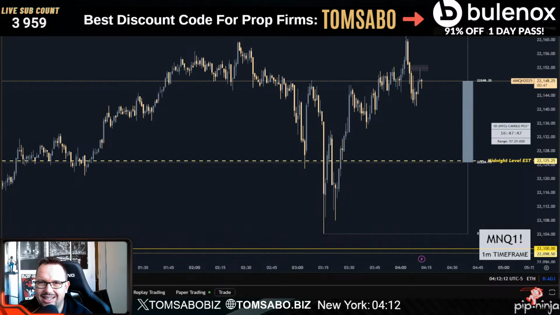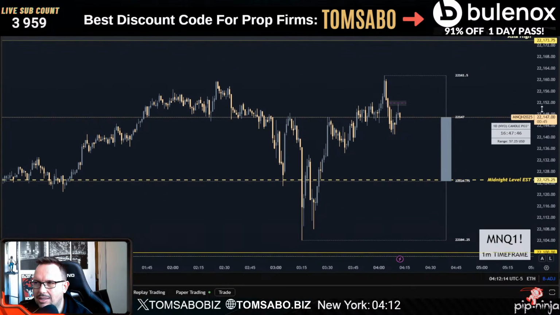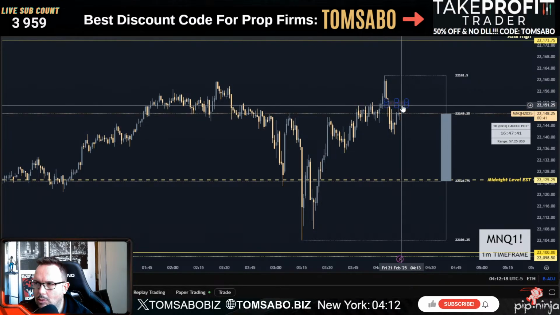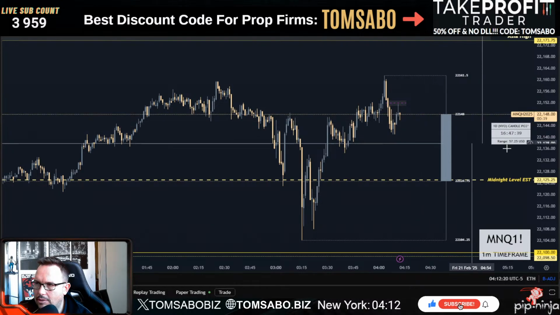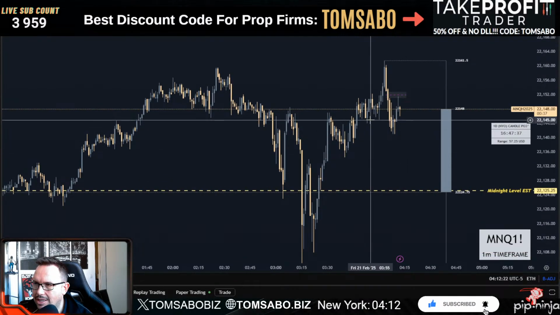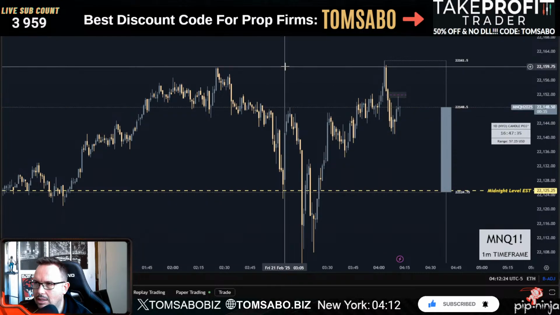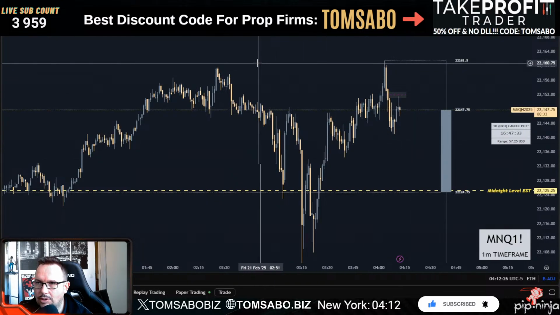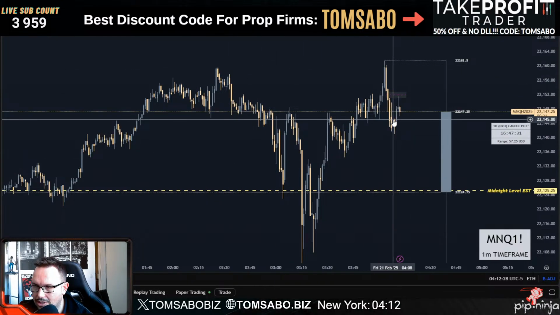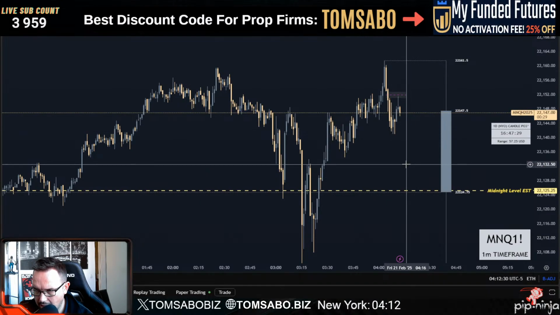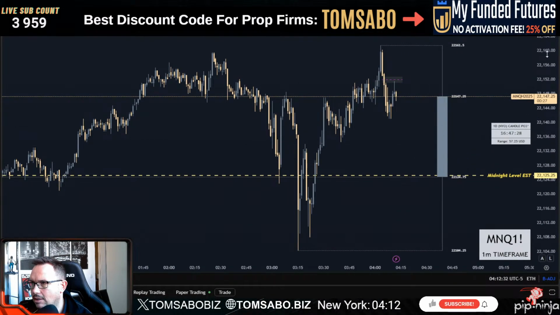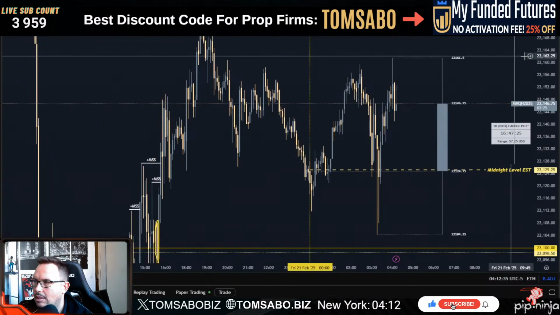I think it has a high chance that, I mean, it's a low probability, but I like the way that it wicked up there and took some orders. It had a liquidity sweep and a market structure shift. But then maybe it retests the zone. But let's see.